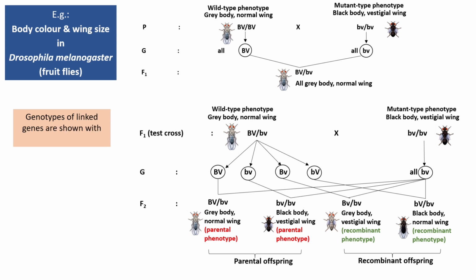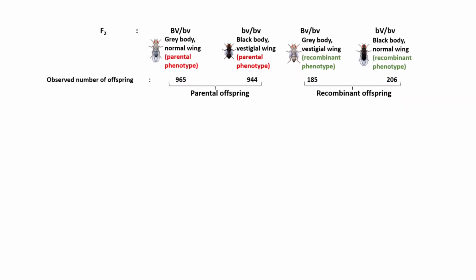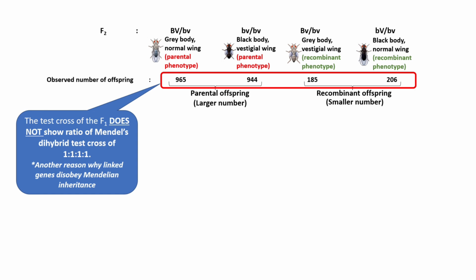Notice that, from the genetic diagram, the genotypes of linked genes are shown with slanting method. From the test cross, observed number of offspring shows that parental offspring has larger number compared to recombinant offspring. Based on the observed number of offspring too, the test cross of the F1 does not show ratio of Mendel's dihybrid test cross of 1 to 1 to 1 to 1. This is another reason why linked genes disobey Mendelian inheritance.